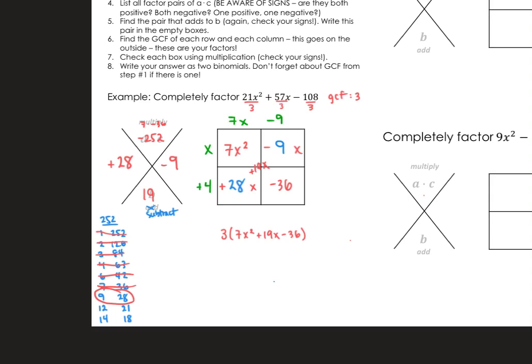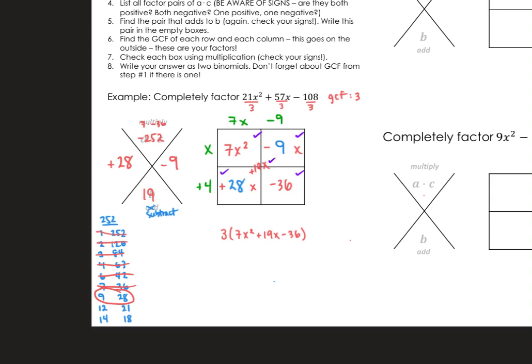Last thing we should do is check each box to make sure it multiplies out correctly. 7x times x is 7x squared, so that's good. Negative 9 times x is negative 9x squared. 7x times 4 is 28x, and negative 9 times 4 is negative 36. And then we should check that these two boxes add up to make 19x, and 28x plus negative 9x is 19x, so that's good too.